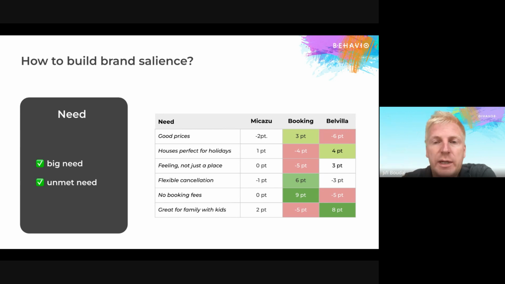While what Bellevilla is doing is they find a niche for them where Booking is not that strong, which is vacation rental, great for families with kids. Booking is even relatively weaker here. And as you can see, Bellevilla is already much stronger, and they keep growing much better than Mikazu. So basically what I'm saying here is it starts with strategy before ads. Sometimes it's hard to see brand ROI if you are targeting needs that are already taken. So that's the first part.